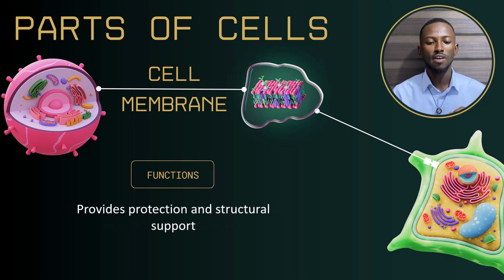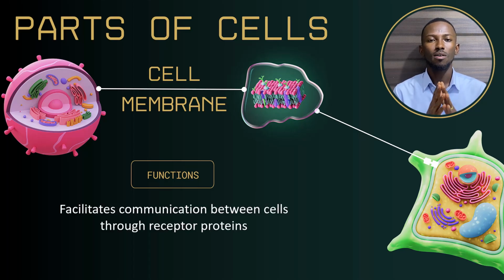The next function is to provide protection and structural support. The cell membrane also does that, especially for the animal cell. Remember, animal cells do not have cell wall. So their only first line of defense is the cell membrane. And finally, cell membrane facilitates communication between cells through receptor proteins. So communication between cell A and cell B and cell C. These cells communicate, and that link of communication happens between cells through the cell membrane.